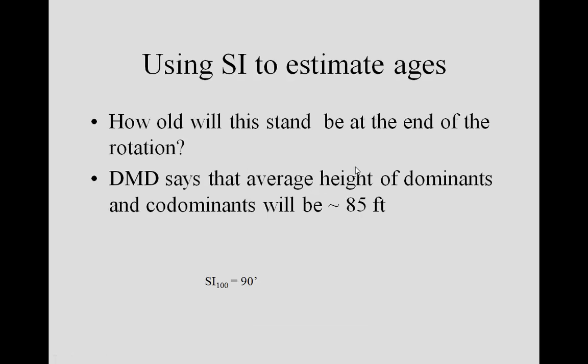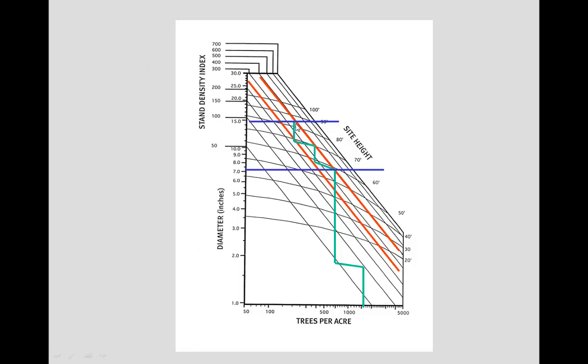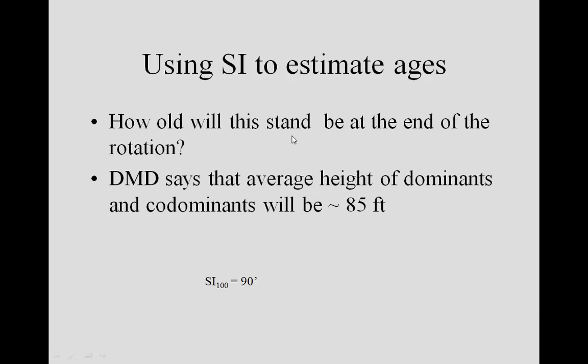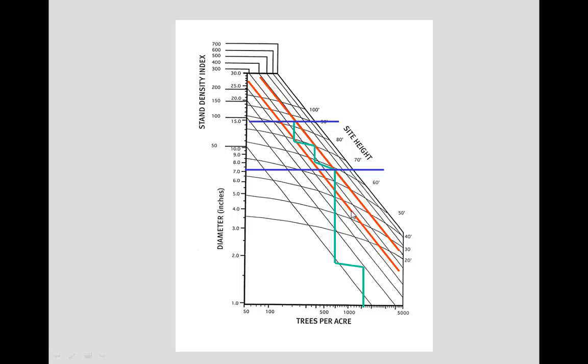Now, where does age come in? Well, we've got our site index curves. How old will the stand be at the end of the rotation? And we can calculate or estimate the age at the end of the rotation. We can estimate the age at this thinning, and so on. But let's do it for the end of the rotation. The density management diagram predicts that the average height of the dominants and codominants is going to be 85 feet. So do you see that? We're right here. We're above this 80-foot line. We're below the 90-foot line, and I've just graphically, ocularly estimated that's about 85 feet.